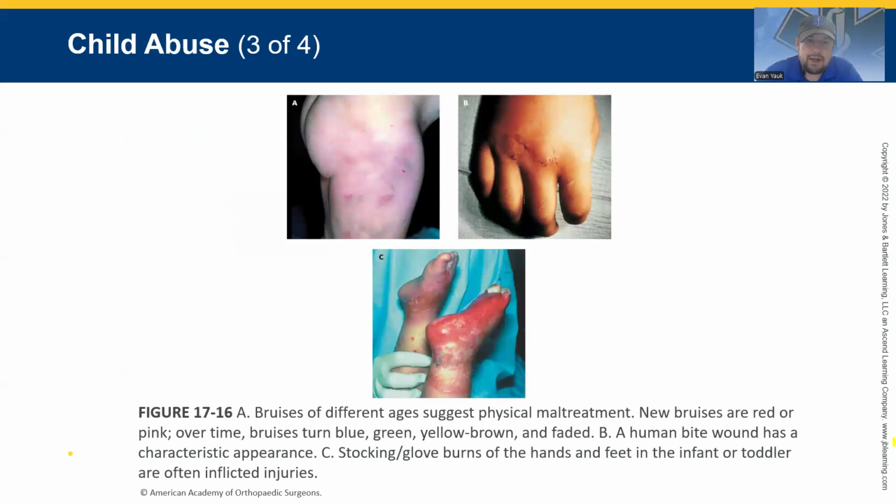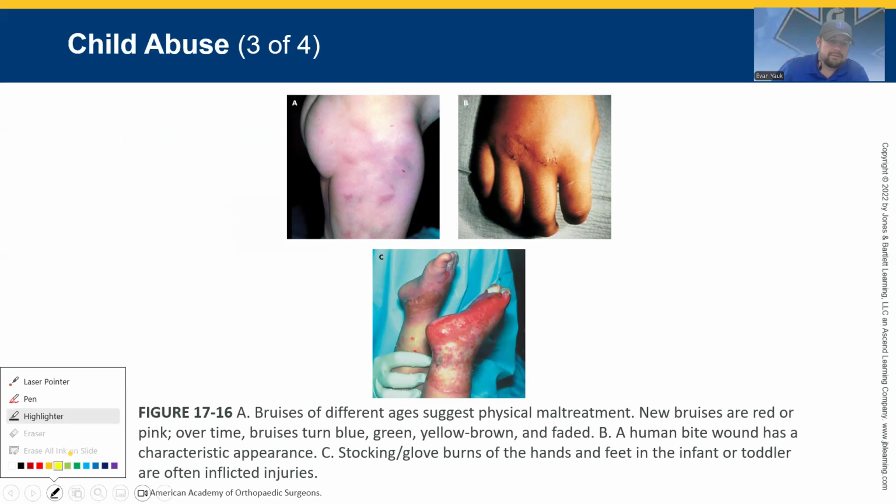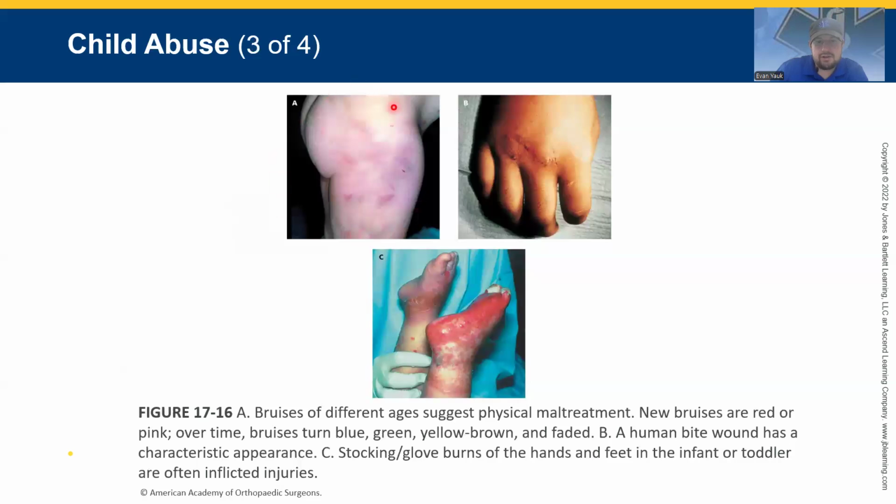So A here shows different stages of bruising. Right here, I'm not even sure. What does B say? Human bite wound has a characteristic pattern, so that's bite, that's teeth. This is called gloving.